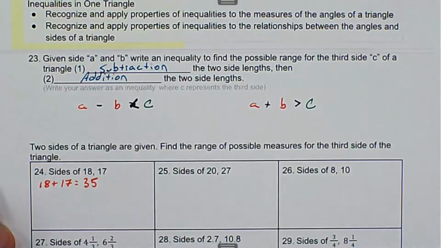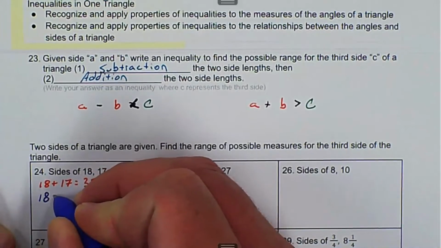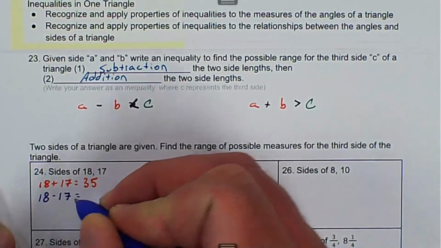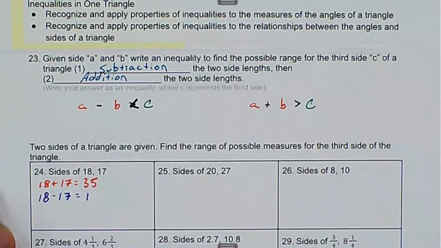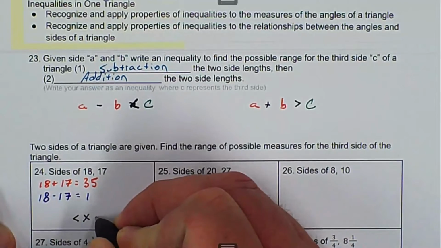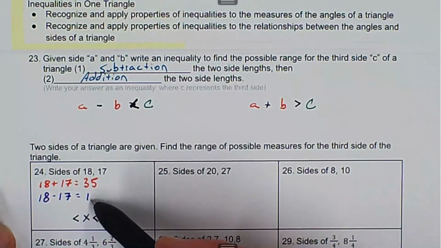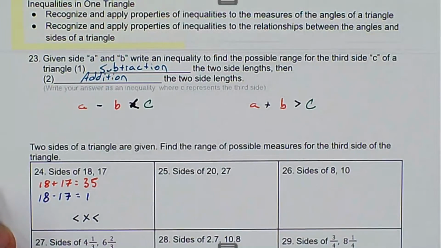Then we have to subtract them. 18 minus 17. That is equal to 1. Okay, now let's think about a number line. We know x is going to go in the middle, and we know the arrows are going to point to the left. Which one is bigger, 1 or 35?